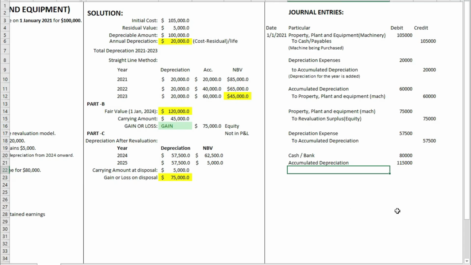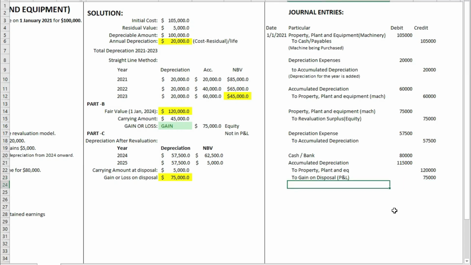It's very simple, straightforward numbers. Then now I am crediting, the first one is our property, plant and equipment, our machinery account. How much was it? It was 120,000, its fair value. We are crediting this, and again gain on disposal, you can say. This will go directly to the P&L account. How much is it? We gained $75,000.